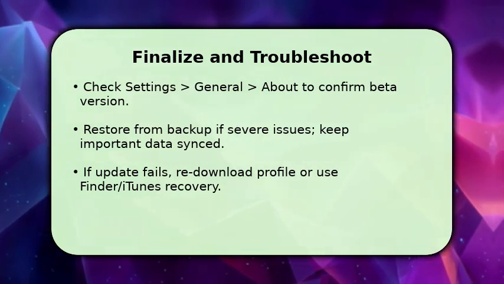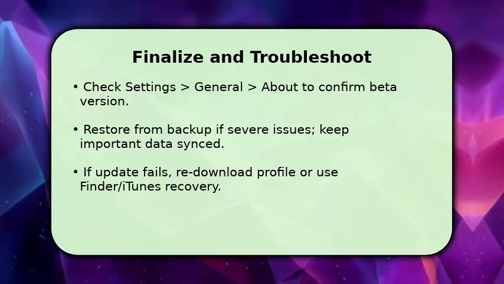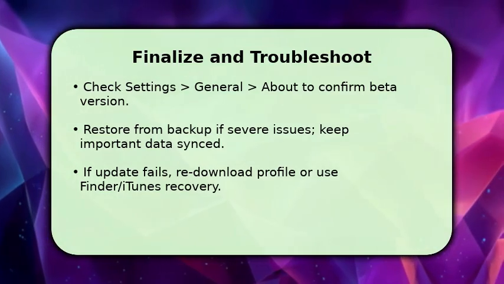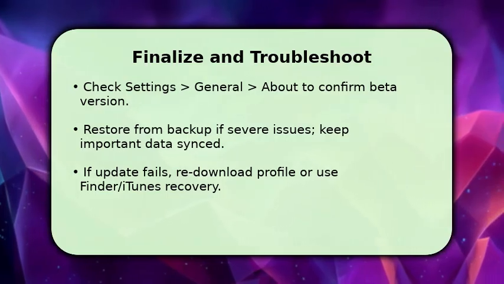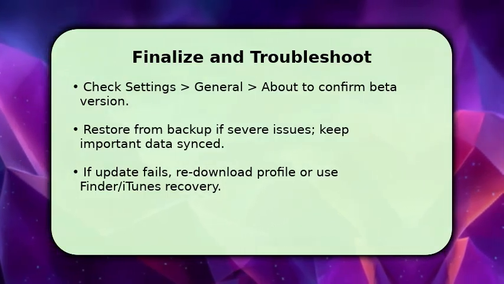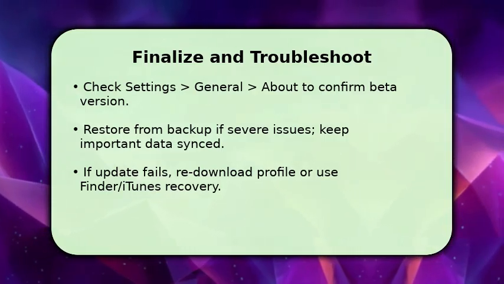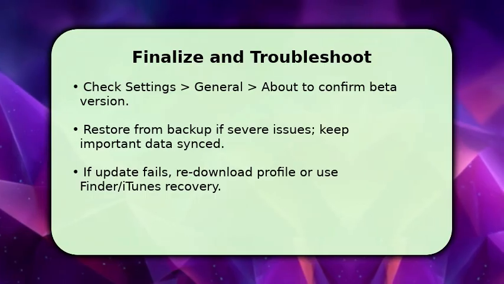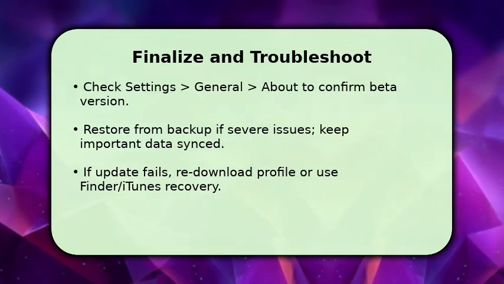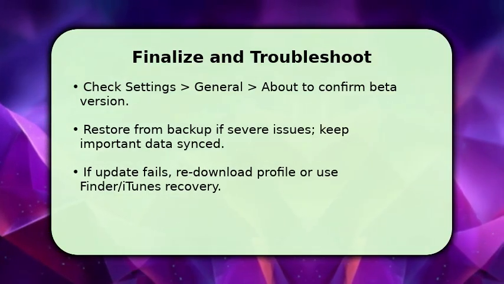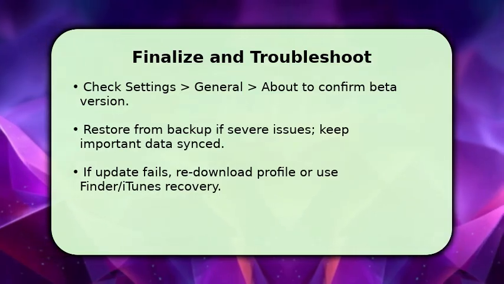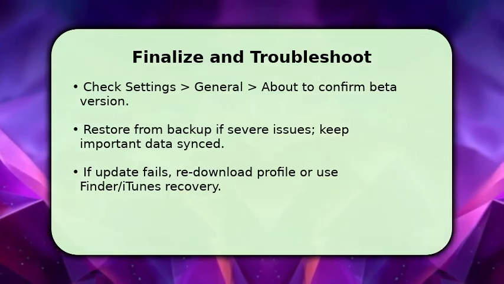If you encounter instability, try toggling settings, reinstalling affected apps, or restoring from your backup. This preserves data while reversing the beta. If the install fails repeatedly, remove and reinstall the beta profile, reboot, and reattempt. Alternatively, connect to Finder or iTunes for recovery mode restore. One key tip: keep backups current before every attempt so you can recover quickly.